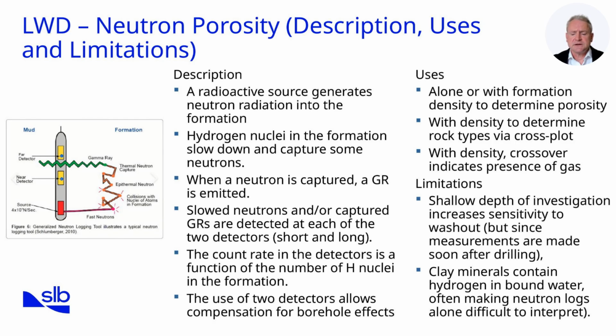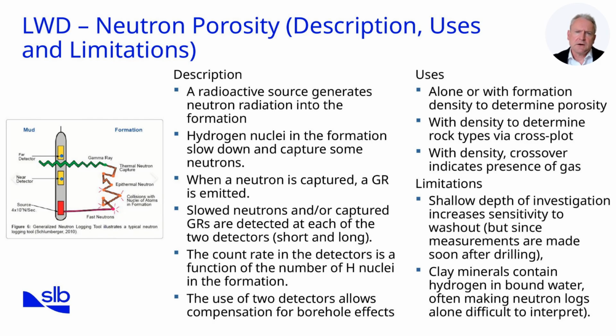On interpretation, neutron porosity logs are typically read alongside density logs. Where neutron and density overlay, the porosity reading is reliable. However, when the neutron curve reads much higher than density, we often see the crossover effect, which is a strong indicator of gas. In shales, neutron porosity can overestimate porosity because bound water in clays contains hydrogen, which the tool responds to as if it were fluid-filled pore space.